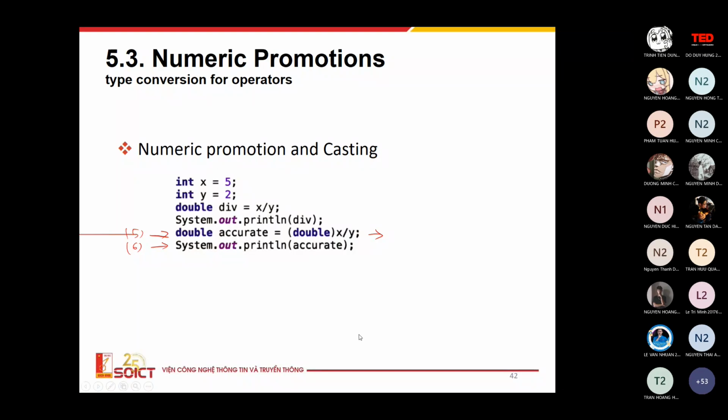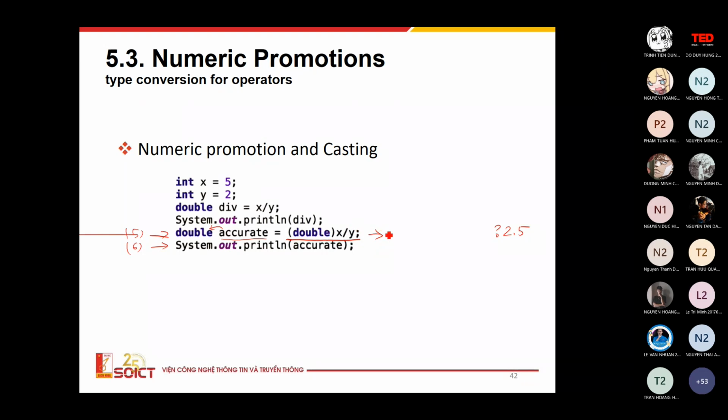The fifth line. Firstly, define a variable named occurrence of type double. And secondly, we will assign the value to accurate. And what is the value? You explain for me this. The value after the fifth line is 2.5. Why? You explain for me. Why is it 2.5?